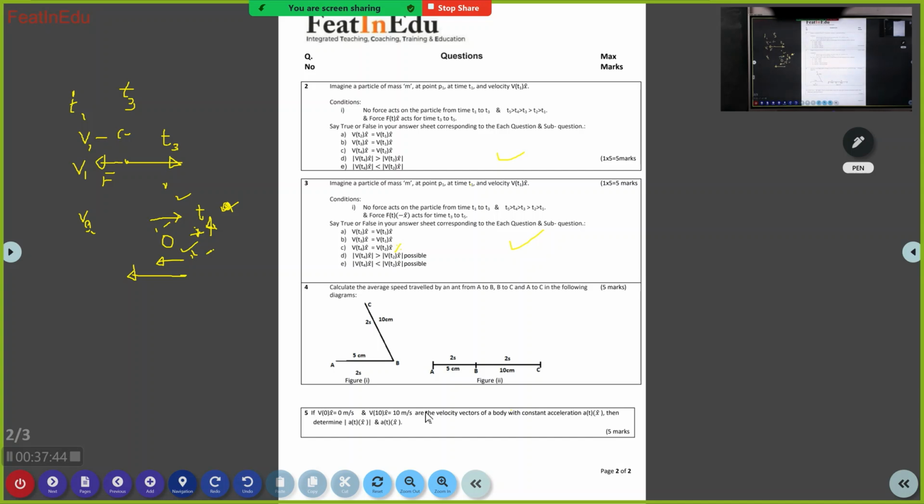Then you see the body is with constant acceleration. That means it is in motion. So after 10 seconds, the body is in the same direction and it is traveling along a straight line. Why? I have told you it is constant acceleration. That means it is going in a straight line. So its velocity at the end of 10 seconds is 10 meters per second. That means the body speed has increased in the same direction.